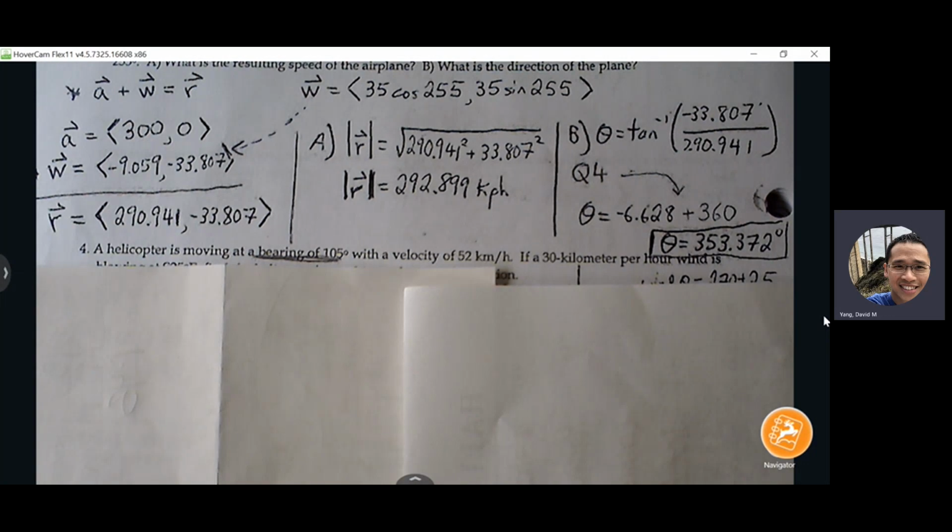Yeah, it's 290 squared. Is it magnitude? Right? Magnitude is just a Pythagorean theorem. It's asking for what is the resulting speed? In this case, speed is the magnitude.